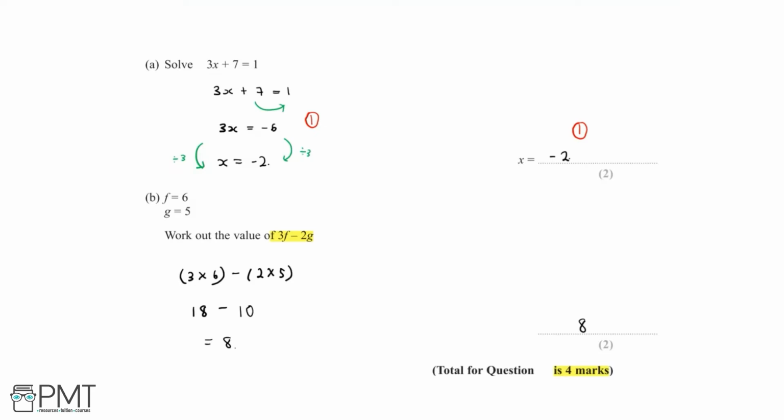Now in part B, we get the first mark for substituting in the values of f and g, and for saying that 3f is equal to 3 multiplied by 6, and 2g is equal to 2 multiplied by 5. And the second mark in part B is for simplifying and for getting a correct final answer of 8. Allowing us to achieve the full 4 marks needed in this question.